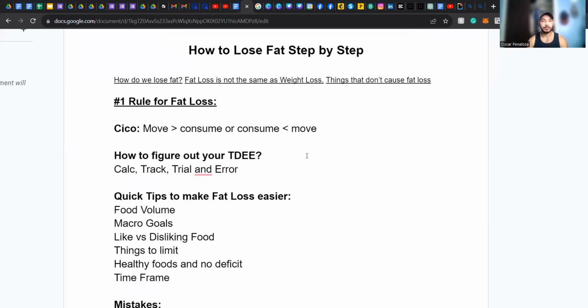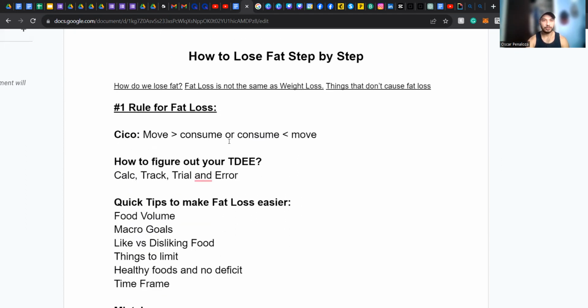How do we lose fat, right? Fat loss is a unique thing. A lot of people make the mistake of confusing fat loss and weight loss. Fat loss is not the same as weight loss. Fat loss is only losing fat, right? The process of losing fat is completely different than the process of losing weight.